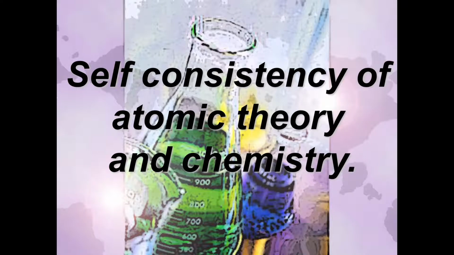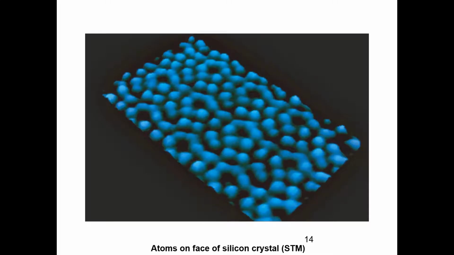Another proof that atoms exist is that chemistry works, and chemistry is based on the existence of atoms and how they interact with each other. Here's more proof. This is a visualization produced by a computer based on data it received from a scanning tunneling microscope, or STM. This is a silicon crystal. Each of the roundish blobs is a silicon atom. Magnification here is 10 million times.